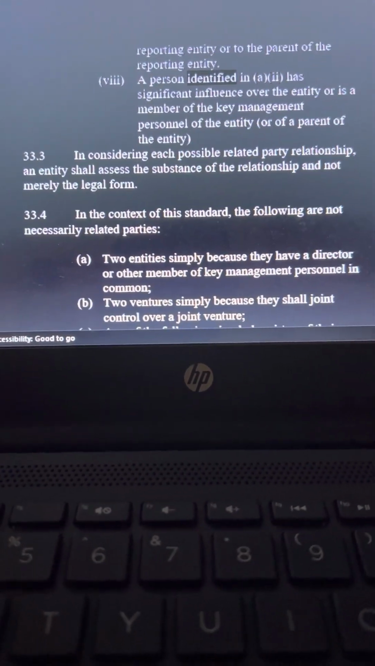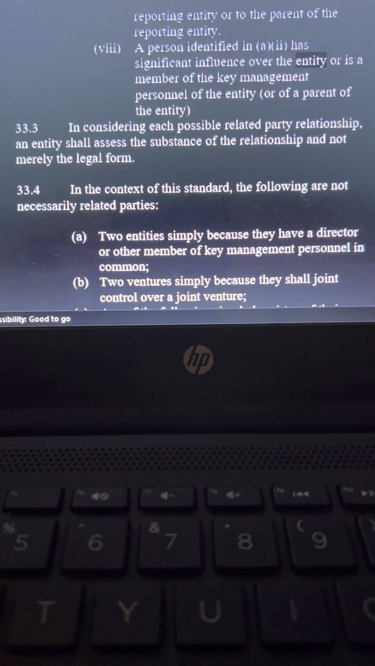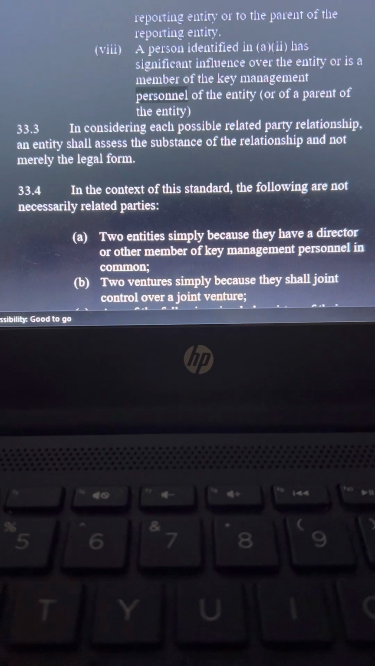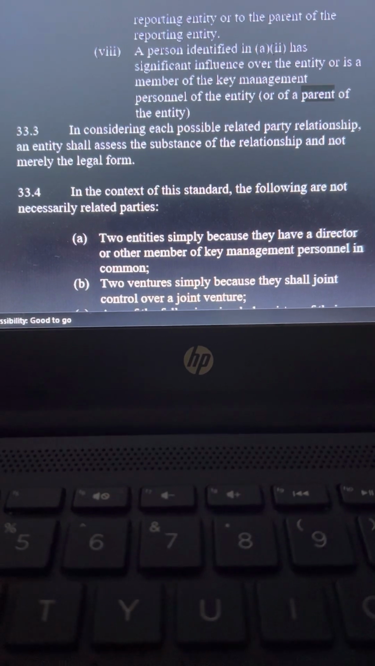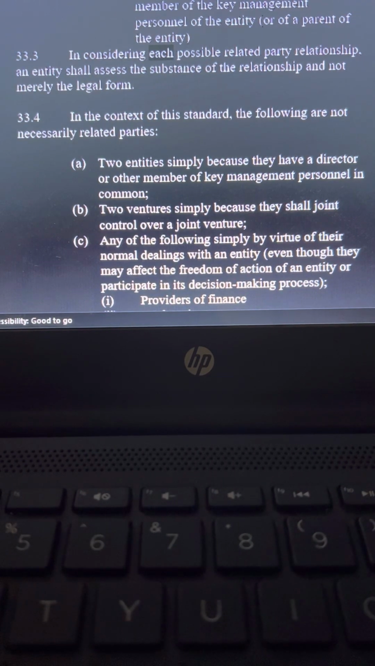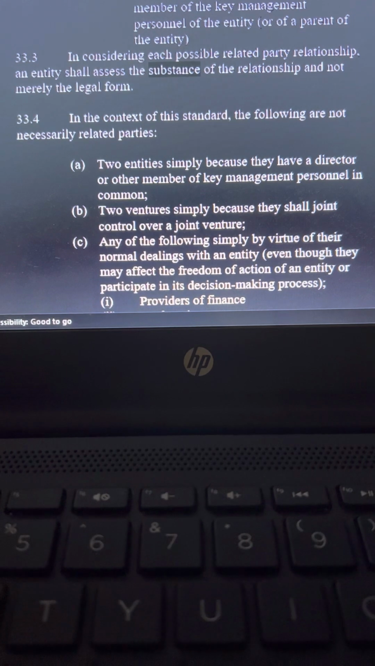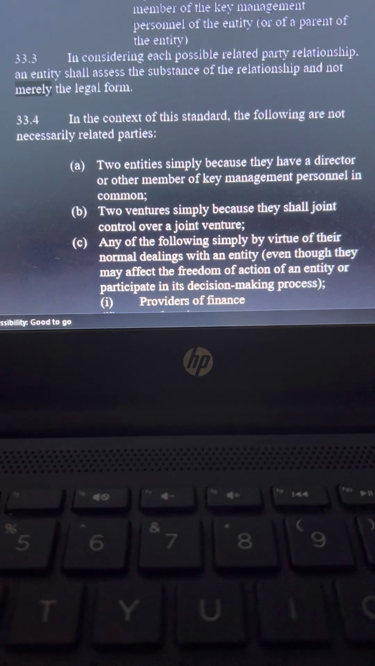A person identified in A.2 has significant influence over the entity or is a member of the key management personnel of the entity, or of a parent of the entity. 33.3 In considering each possible related party relationship, an entity shall assess the substance of the relationship and not merely the legal form.